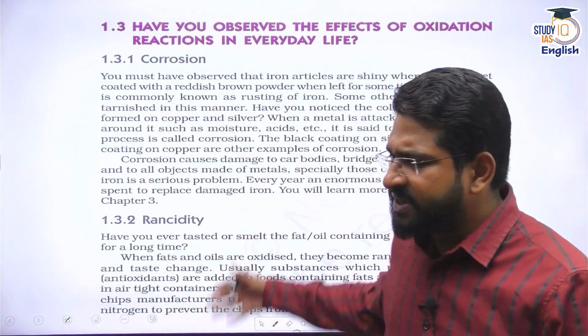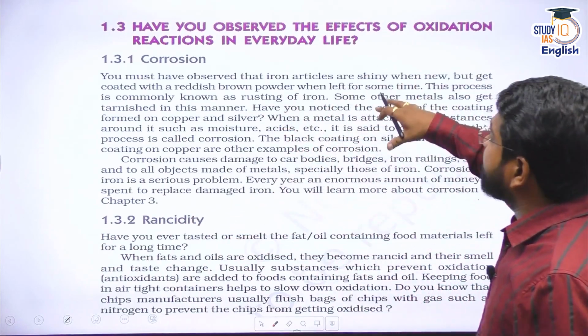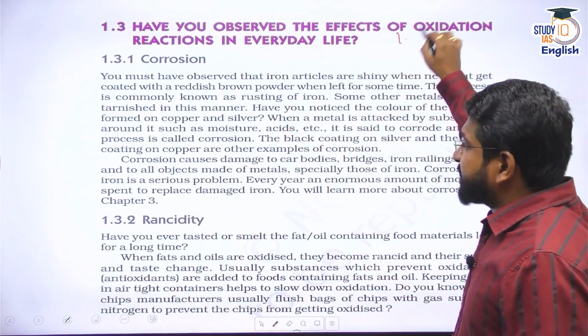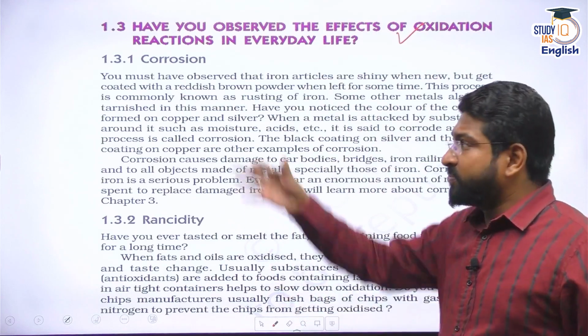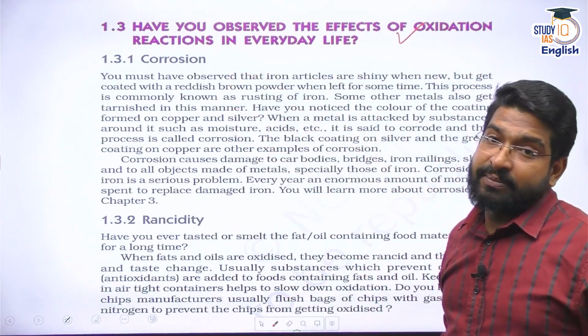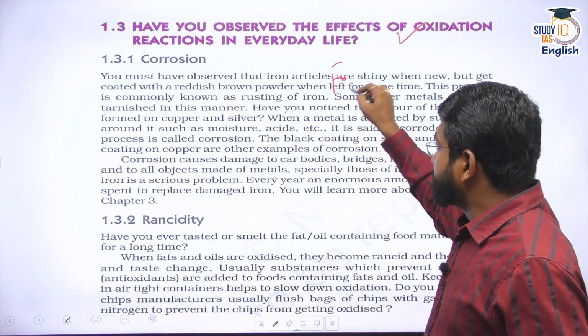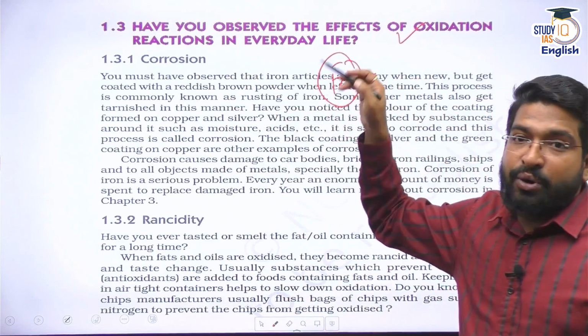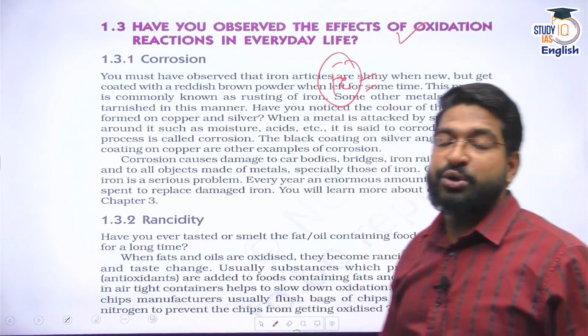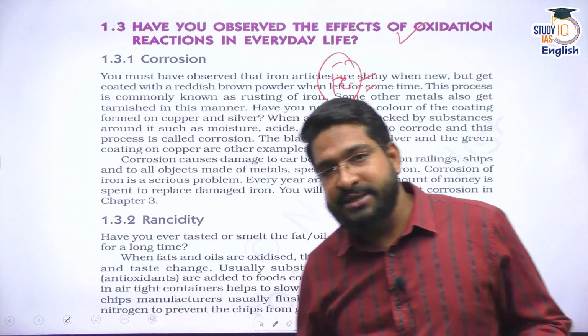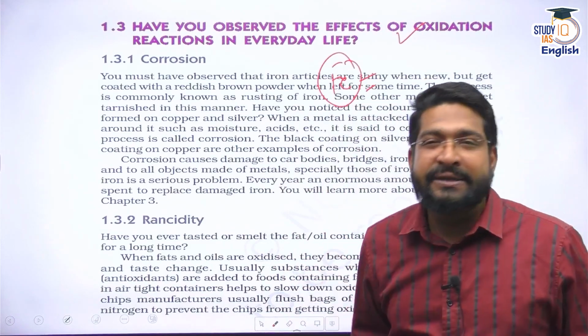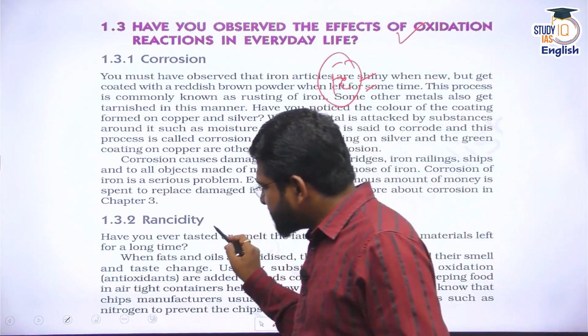Now, apart from this, chemical reactions, as I told you, they are a part of our everyday life. You must have observed these things. Whenever there is oxidation reaction which occurs in our everyday life, one of the examples is corrosion or rusting, where iron slowly and steadily accepts oxygen, leading to formation of oxide, iron oxides, which is rust, reddish in color. Apart from that, another example is rancidity.